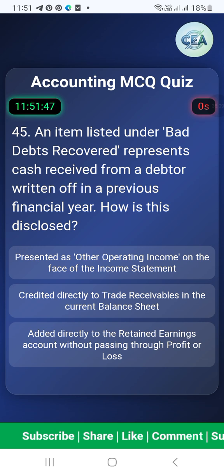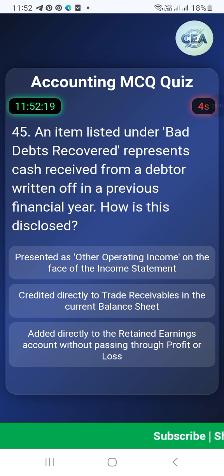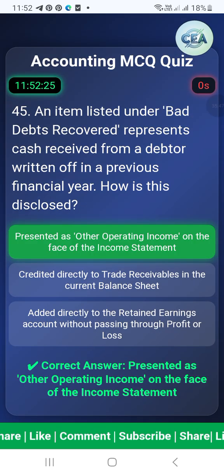45. An item listed under bad debts recovered represents cash received from a debtor written off in a previous financial year. How is this disclosed? Option 1. Presented as other operating income on the face of the income statement. Option 2. Credited directly to trade receivables in the current balance sheet. Option 3. Added directly to the retained earnings account without passing through profit or loss. Correct answer is presented as other operating income on the face of the income statement.